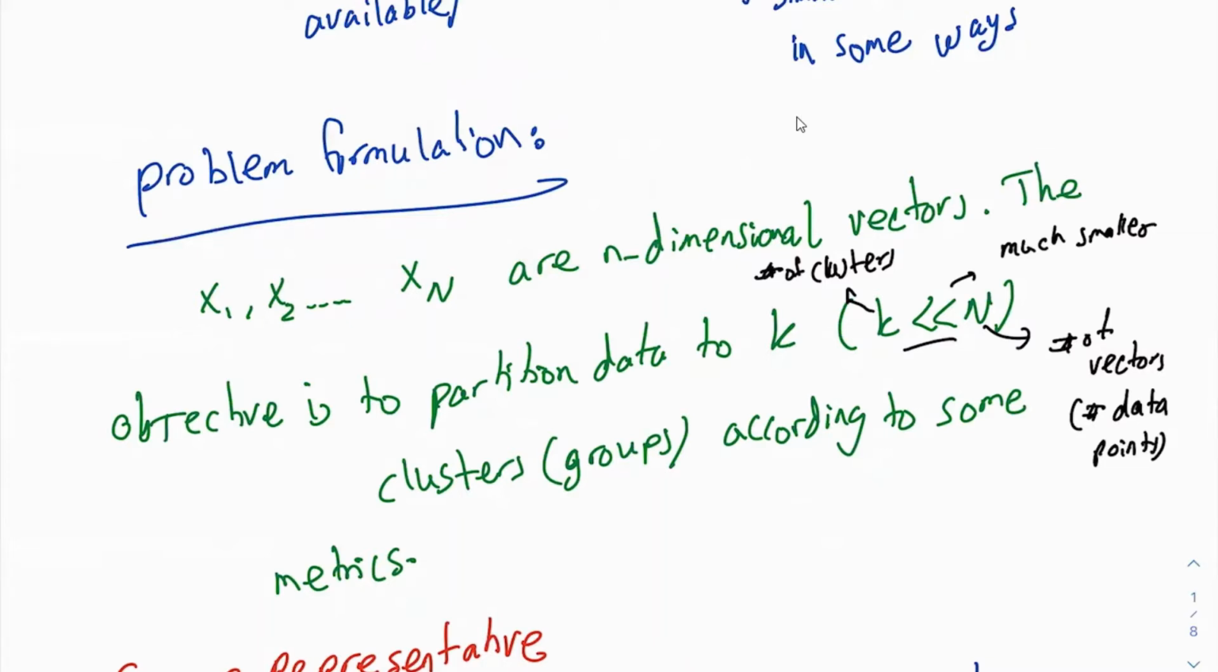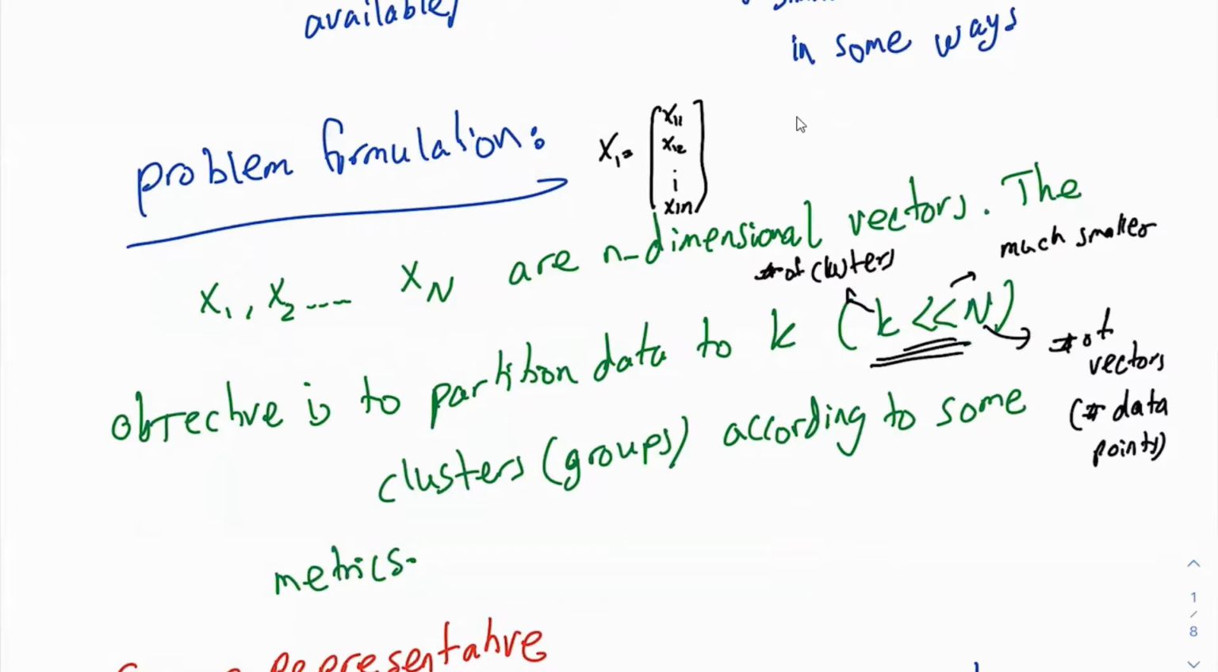And what do I mean by n dimensional? Each of these x's, like x1, for example, is going to be n dimensional: x11, x12, all the way to x1n, right? Each of these vectors is n dimensional.